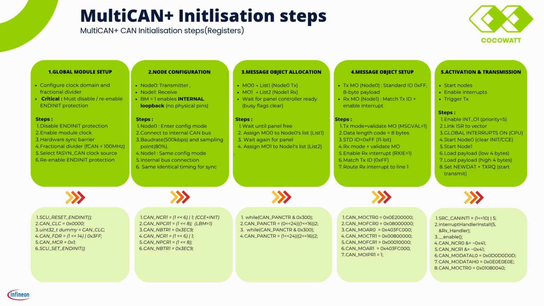Node configuration. We have node 0 set as the transmitter and node 1 as the receiver. Enabling LBM equal to 1 allows for an internal loopback. This is for internal loopback. For both nodes, after entering config mode, connect to the internal CAN bus, set baud rate to 500 kbps and ensure a sampling point of 80%. Timing for synchronization must be identical.